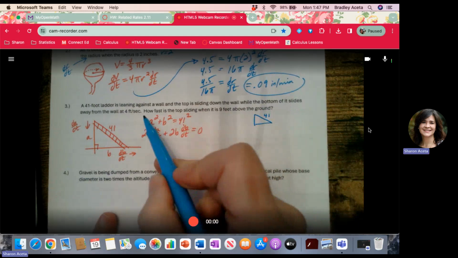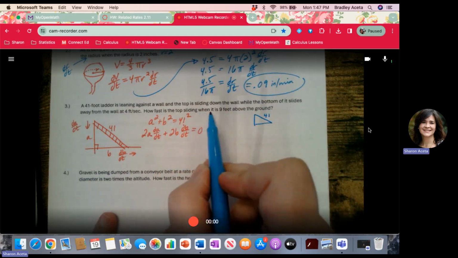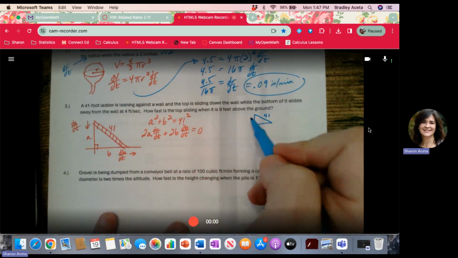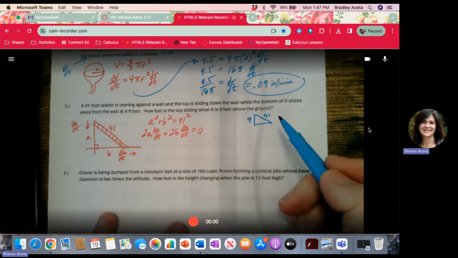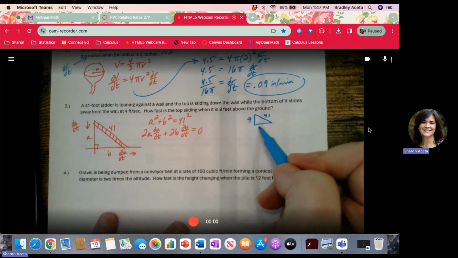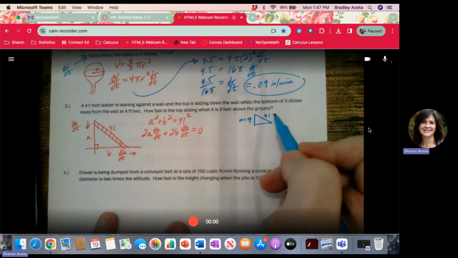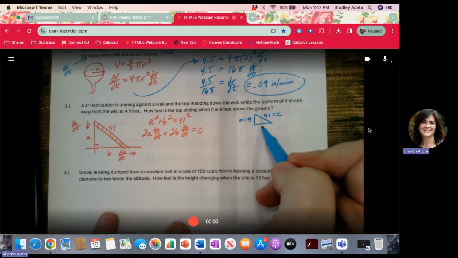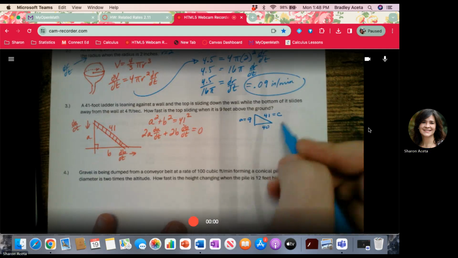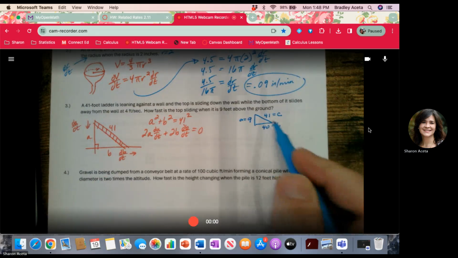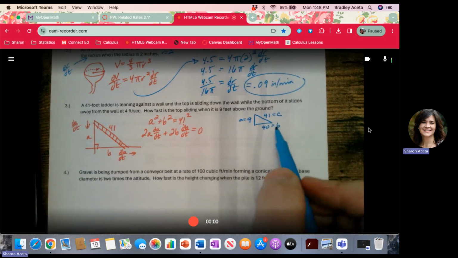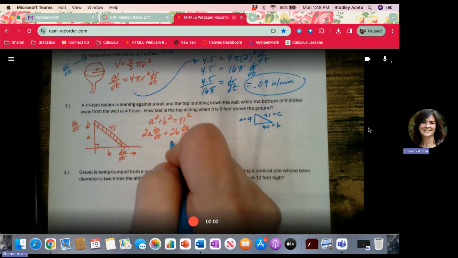But they did tell us right here, how fast is the top sliding when it's 9 feet above the ground? So we do know that this is 9. Well, that's good because we can actually figure out this length right here. And again, if this is A, this is C, I can figure out this is B. And if you don't know this, this is a famous Pythagorean triple. This is 40. That's my B. So that's very helpful because now I can substitute that in for B. So 2 times 40.